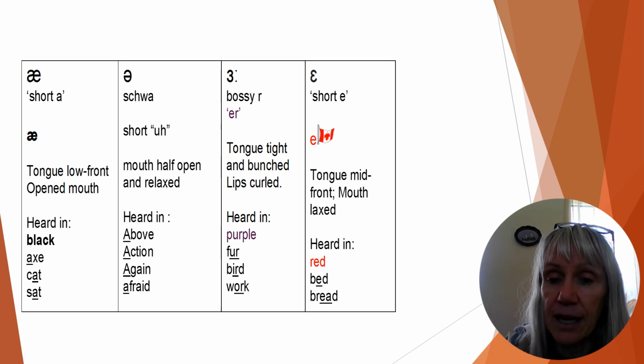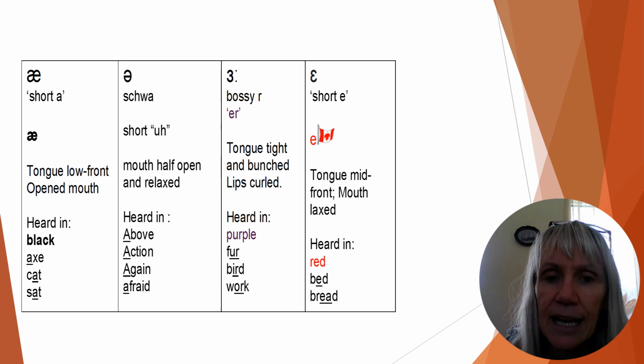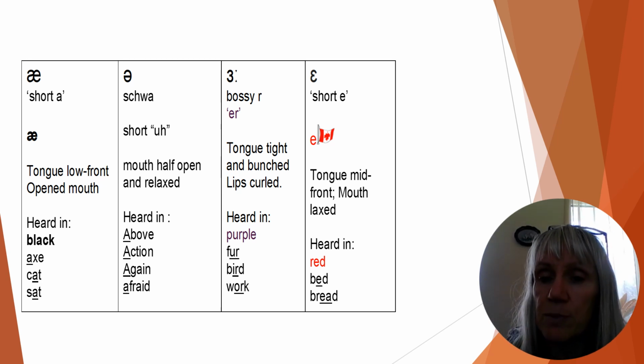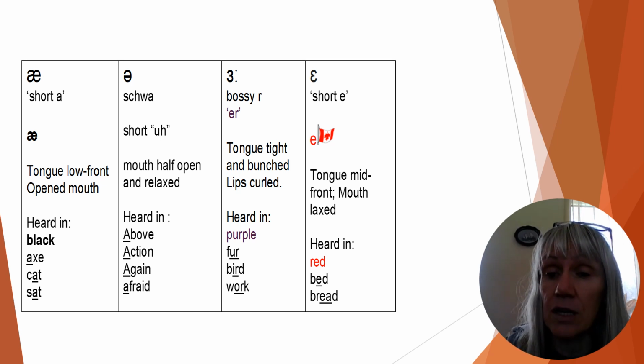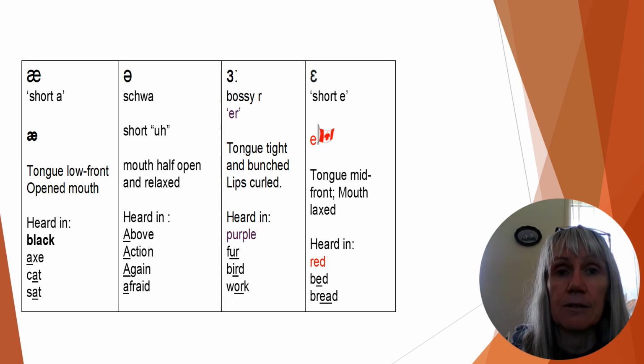Now we'll see that just in an opposite form, like a mirror image of it without the colon. And this is my short E sound. In Canadian English dictionaries, you might see it as just a short E. The tongue is mid-front, the mouth is laxed. It's heard in red, bed, and bread. My mouth is very relaxed when I say those words.